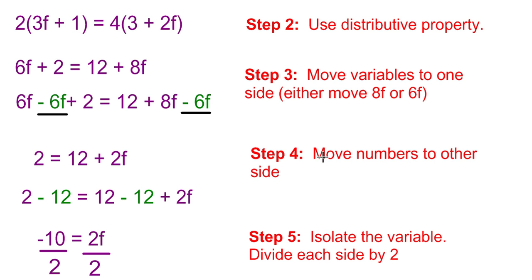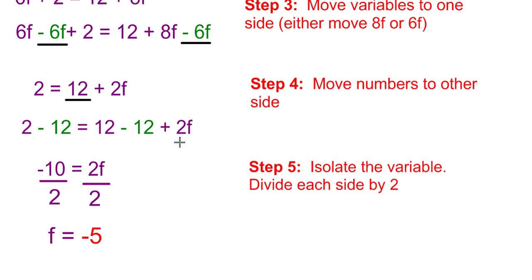So lastly, step 4 here is we want to get rid of that lonely number, and in this case it's a constant number again, it's 12. So we take the 12 away from the right-hand side, again moving away the lonely number, and you do that by doing the opposite operation: 12 minus 12, and the same thing on the left-hand side, 2 minus 12. So now we have the 2f sitting by itself finally on the right-hand side, and then 2 minus 12 is minus 10.